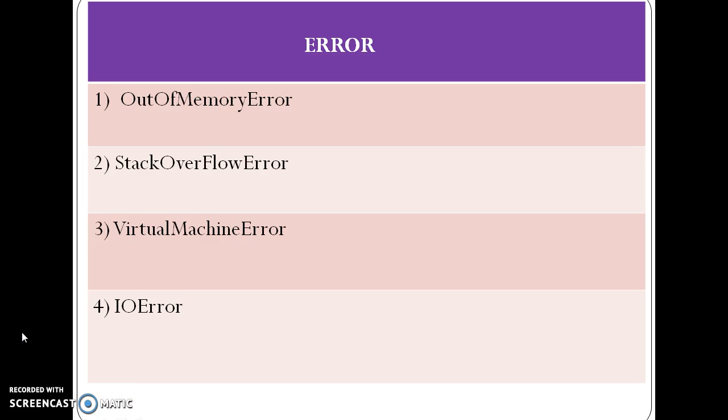And the next one is error. Here are four different examples for error: out of memory error, stack overflow error, virtual machine error, and IO error.